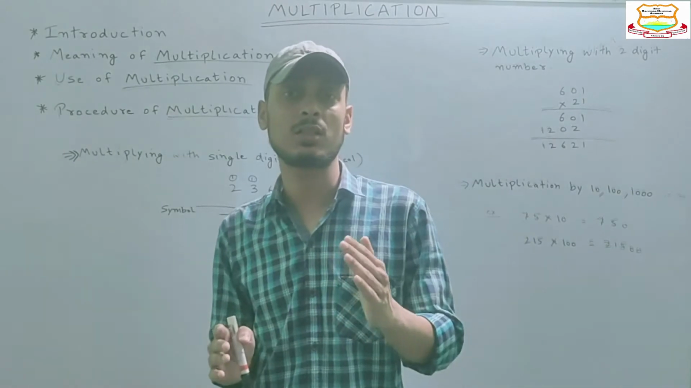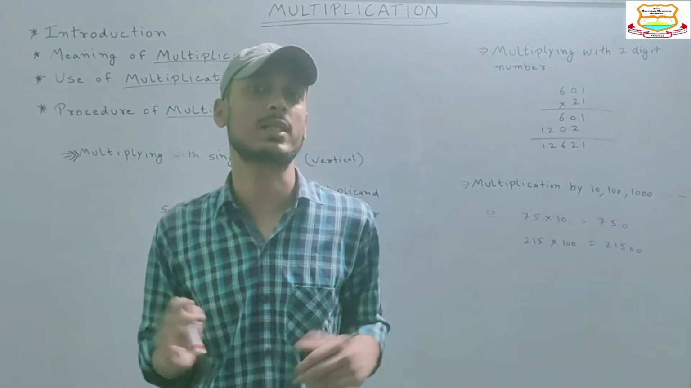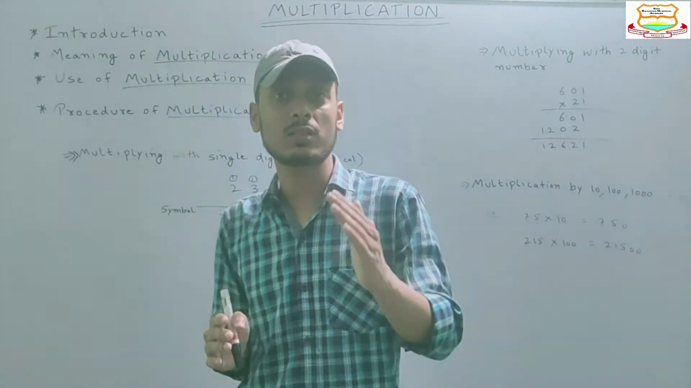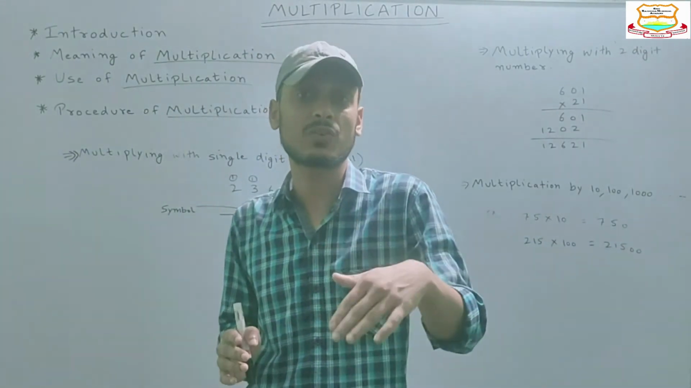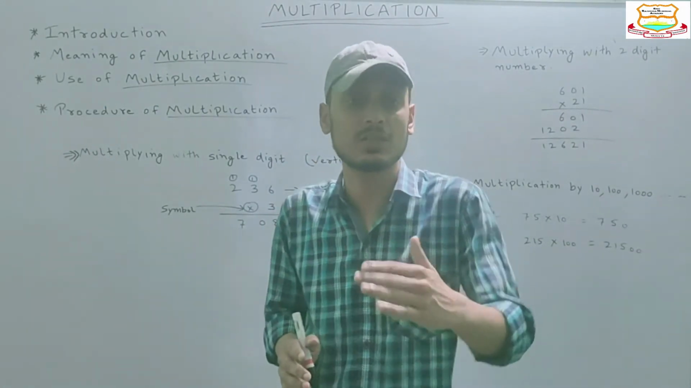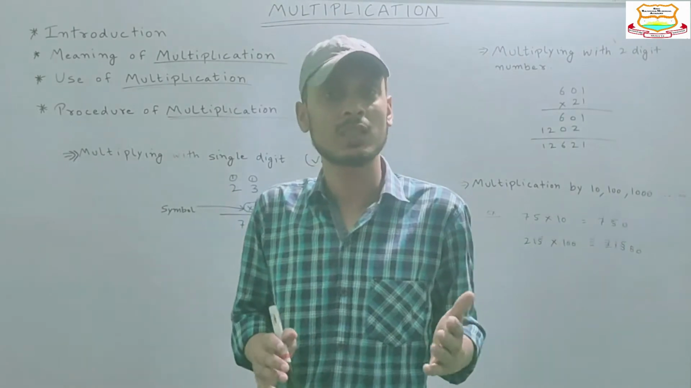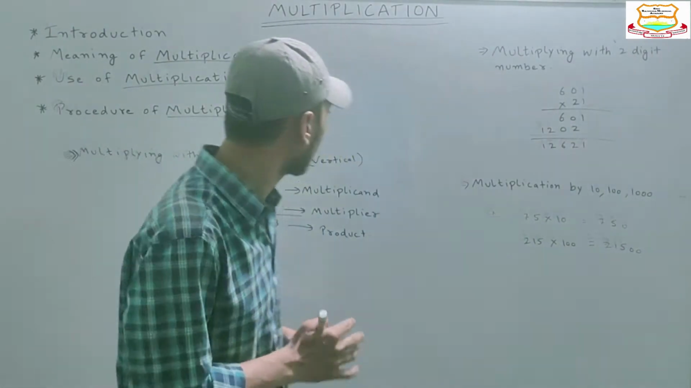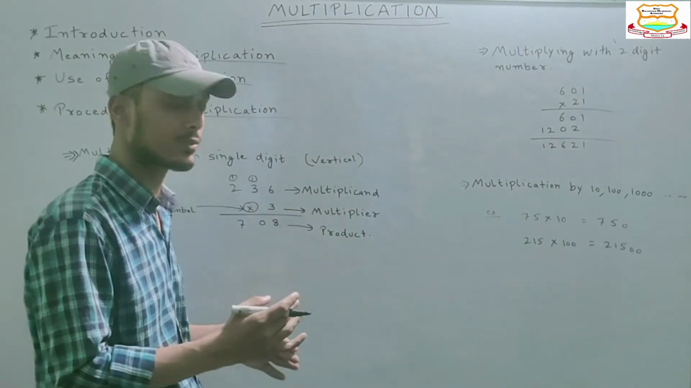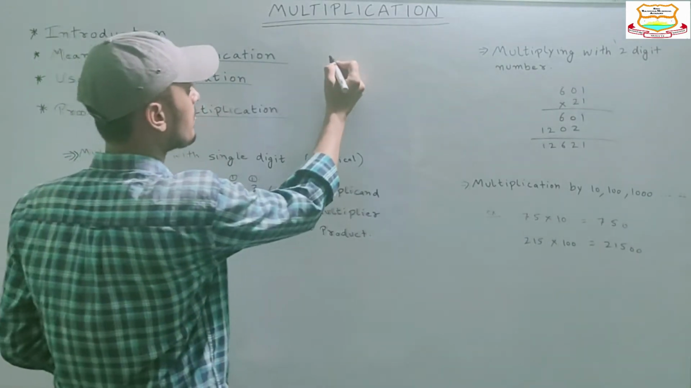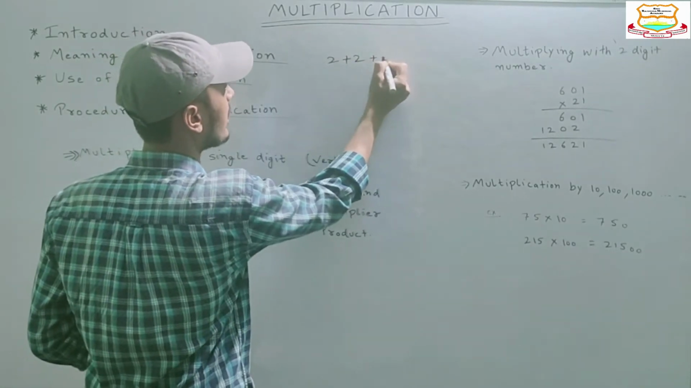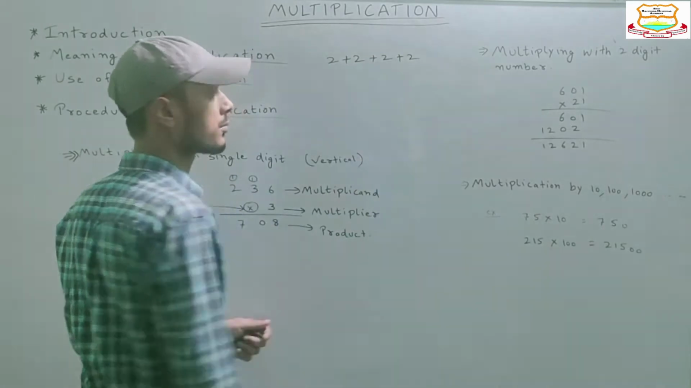Multiplication is an operation in mathematics. In more detail we can say multiplication is a different form of addition. It gives the same result as addition. For example, suppose we want to add this 2, 3 times or 4 times.